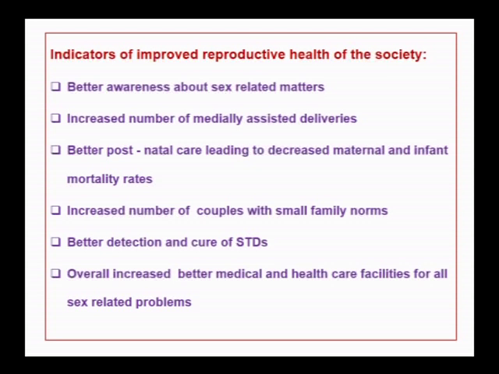Indicators of improved reproductive health of the society: better awareness about sex-related matters, increased number of medically assisted deliveries, better postnatal care leading to decreased maternal and infant mortality rate, increased number of couples with small family norms, better detection and cure of sexually transmitted diseases, overall increase in better medical and health care facilities for all sex-related problems.